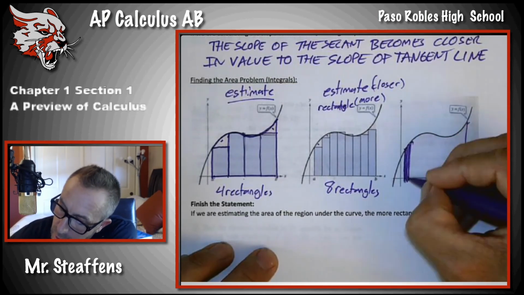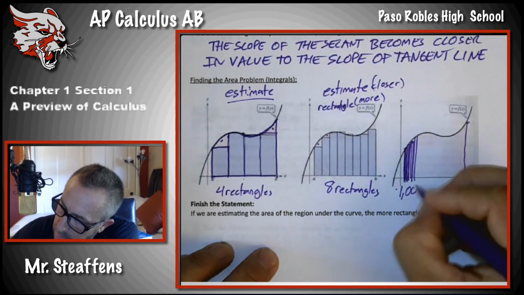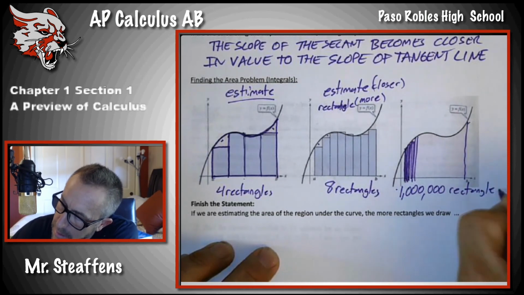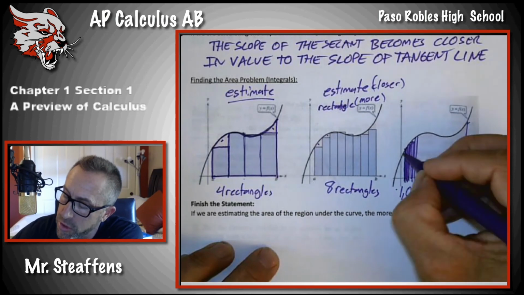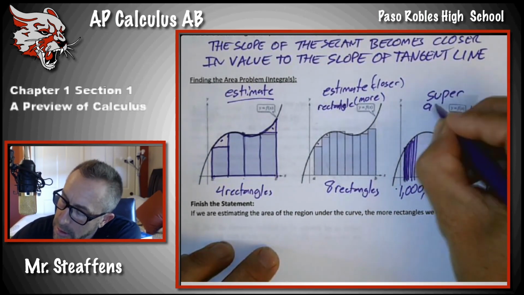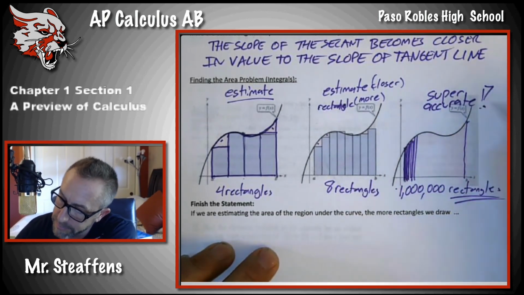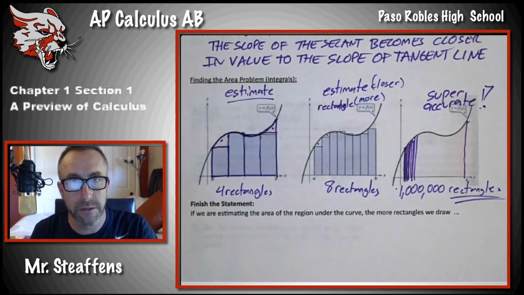But how accurate if I did like 1 million or 1 billion rectangles? That's 1 million. How accurate would that be? It would be very accurate. There would be almost no missing spaces at all. It would be super accurate. As a matter of fact, if I had an infinite amount of rectangles, it would be infinitely accurate.